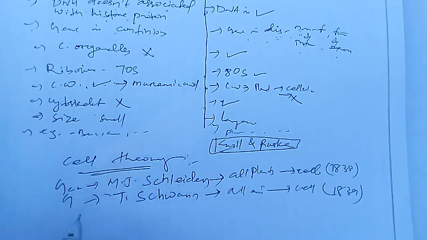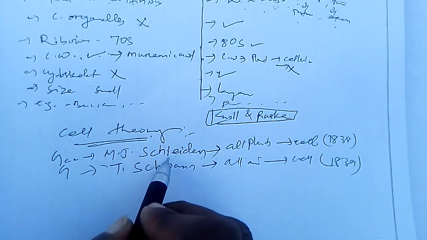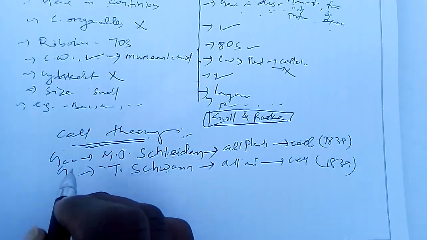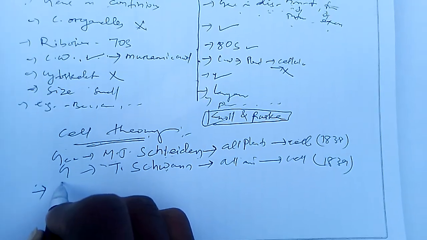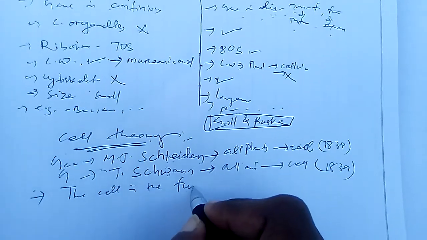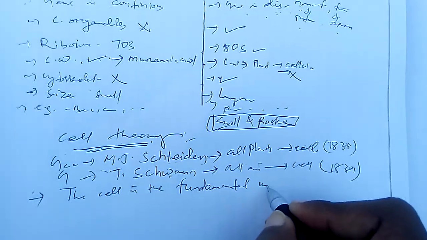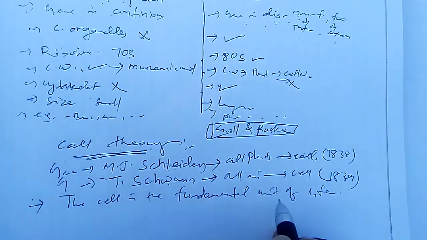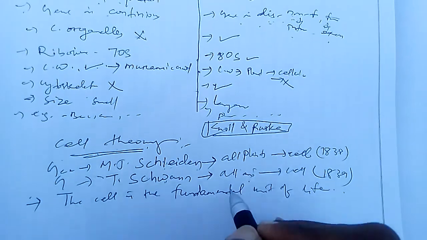So what are the postulates of the cell theory? Who states this cell theory? Schleiden and Schwann together postulated this cell theory, and according to them, the first point of the cell theory is that the cell is the fundamental unit of life. That means all living organisms, either plants or animals, are made up of cells.